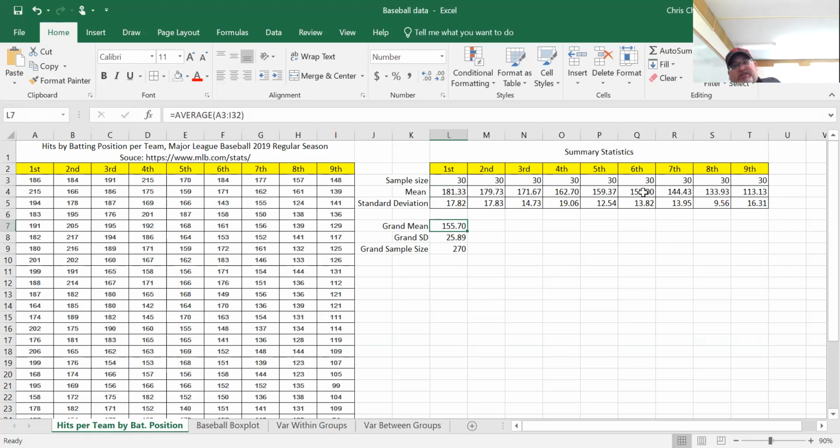I'm going to do myself a favor. I'm going to take a picture of this so that I don't have to bounce back and forth between the whiteboard and the spreadsheet. So let's go back to the whiteboard, and then we'll get this started.